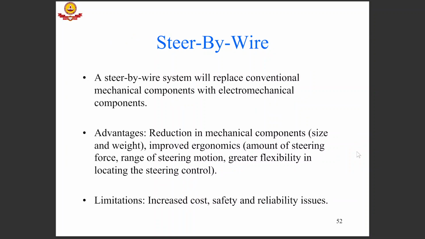Then let's quickly take a look at the steer-by-wire system. It will replace conventional mechanical components with electromechanical components. Here, the advantages are that there is a reduction in mechanical components, and it improves ergonomics. The human factors become better. Its limitation is that it would increase cost and can potentially have safety and reliability issues, which require a significant amount of work.